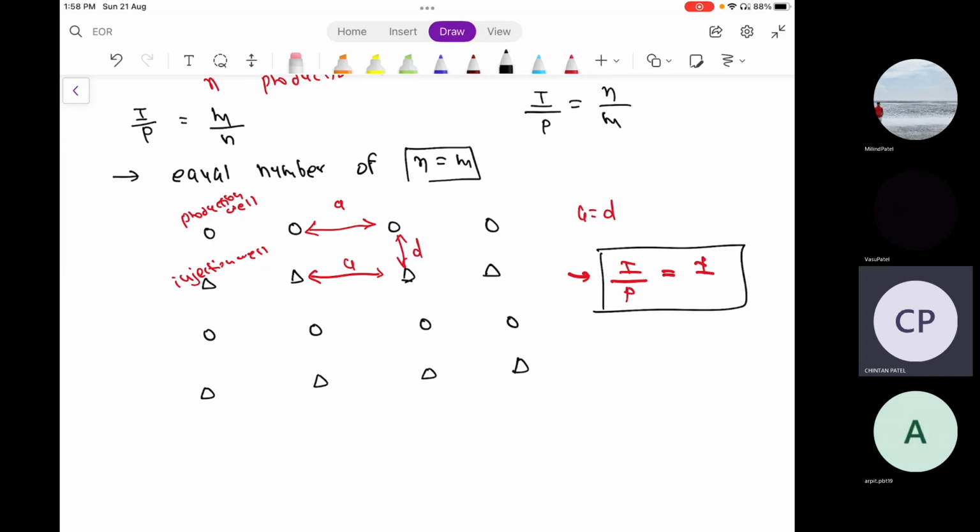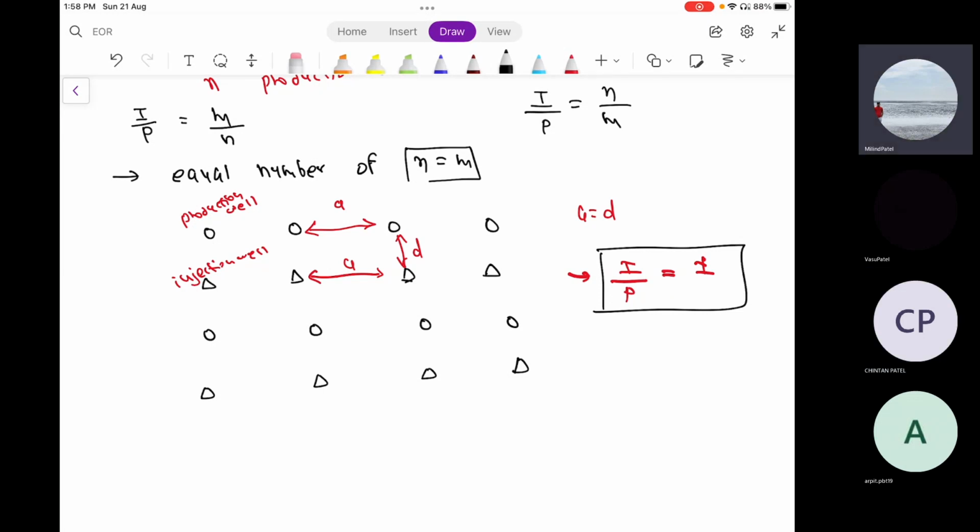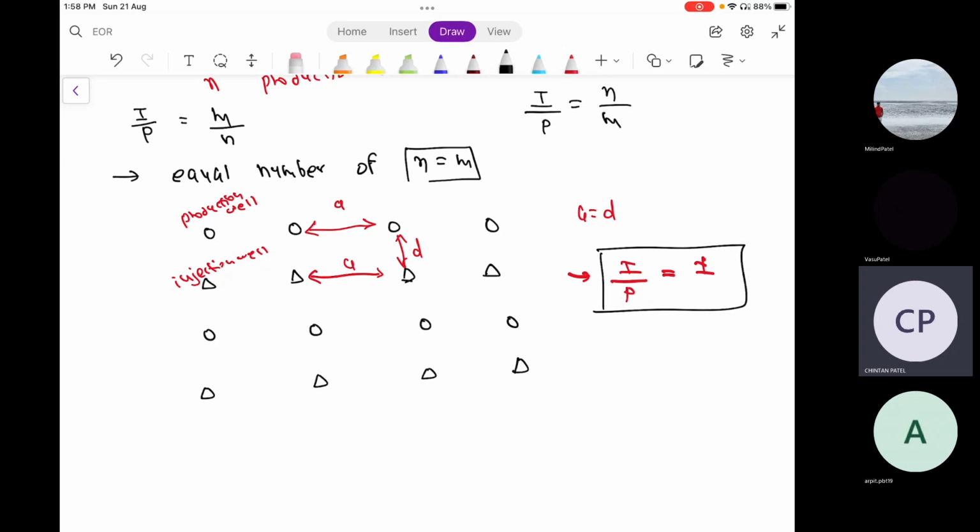Any question? No, sir. Okay, so are you understanding why it's one? Because each production well is occupied by one particular injection well.